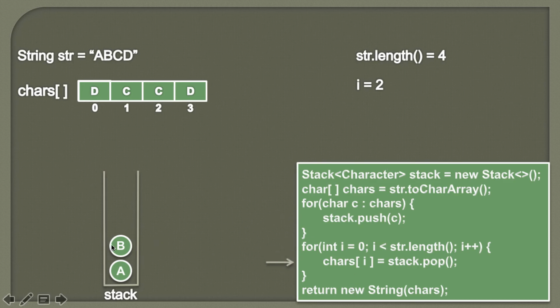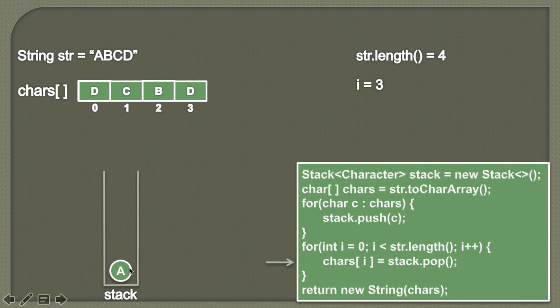We now pop an element from the stack, and this value we will assign to the character array at index 2. So now at index 2 we will assign the value B. Moving ahead, we will now increment the I, so I becomes 3 and 3 is less than 4.